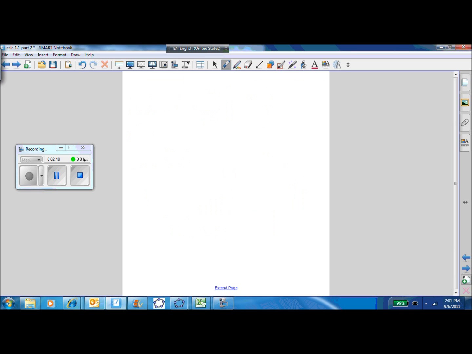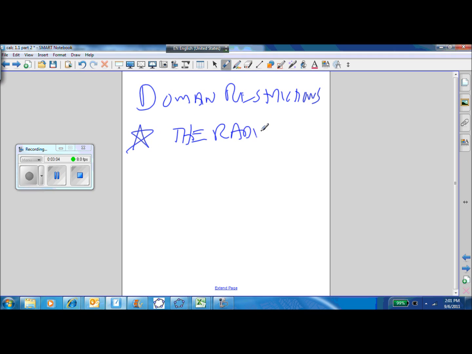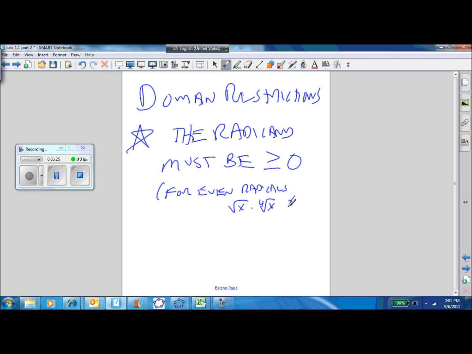So let's review that. Domain restrictions come from two basic ideas. The first one: the radicand must be greater than or equal to 0. And this is for even radicals, like square root, 4th root, 6th root, and so forth.